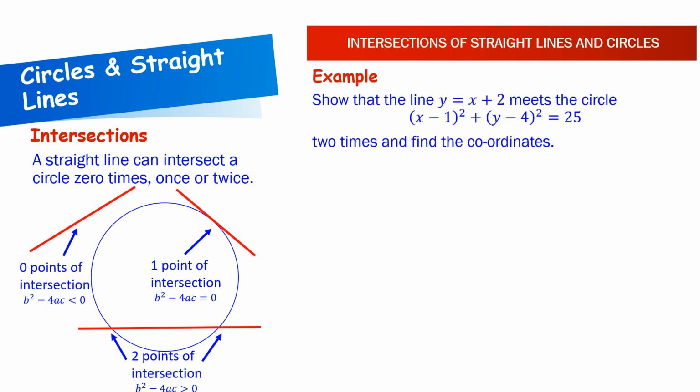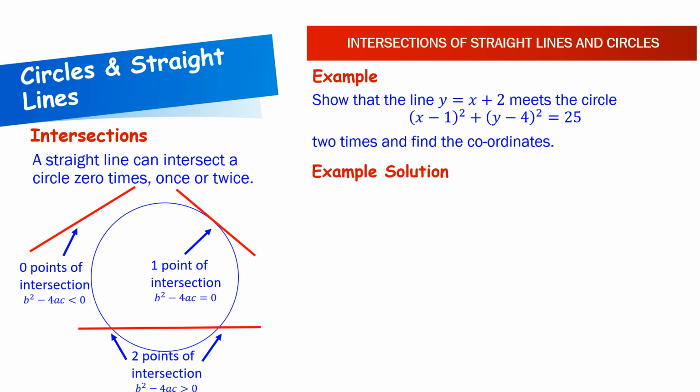Let's now have a look at an example. Pause the video and have a go. Press play when you're ready to view the solution. The example states, show that the line y equals x plus 2 meets the circle (x minus 1) all squared plus (y minus 4) all squared equals 25 2 times, and find the coordinates.